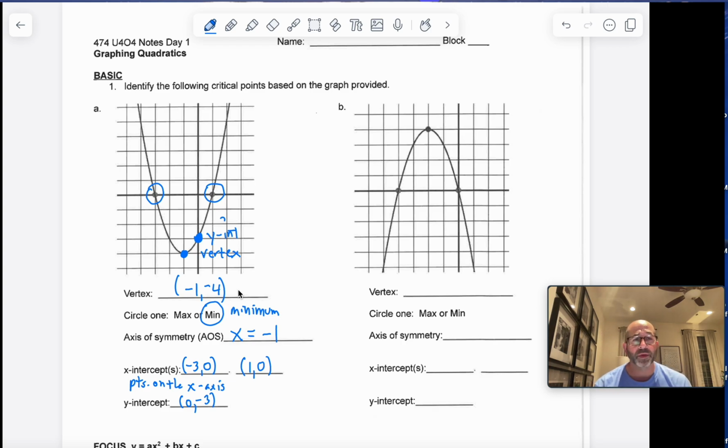So now it's just a matter of going through each one of these pictures and determining what each one of these values is, and they're pretty quick to do. All right, so let's try. So let's start first with the vertex.